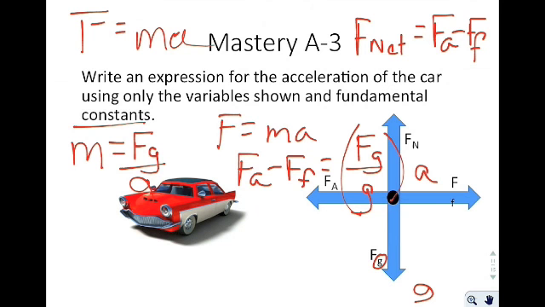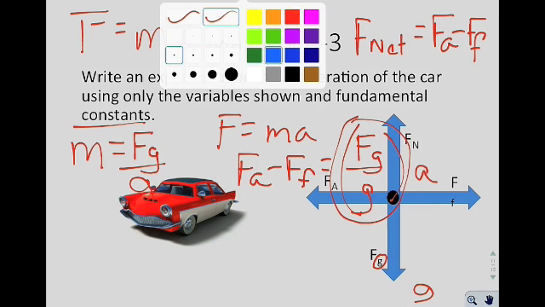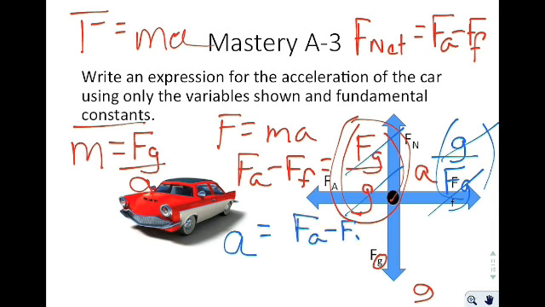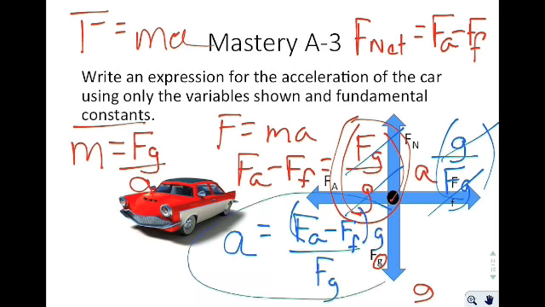Now this is a very difficult question because of the amount of variables in algebra that's involved. But if I wanted to solve for a, I need to get rid of this term. So in order to get rid of that term, I'm going to multiply both sides by g over Fg. When I do that, that will cancel this term out and leave me with a on one side. On the other side, I still have my Fa minus Ff, but now I have times g on the top divided by Fg on the bottom. So I have my expression for the acceleration of the car using nothing but variables.